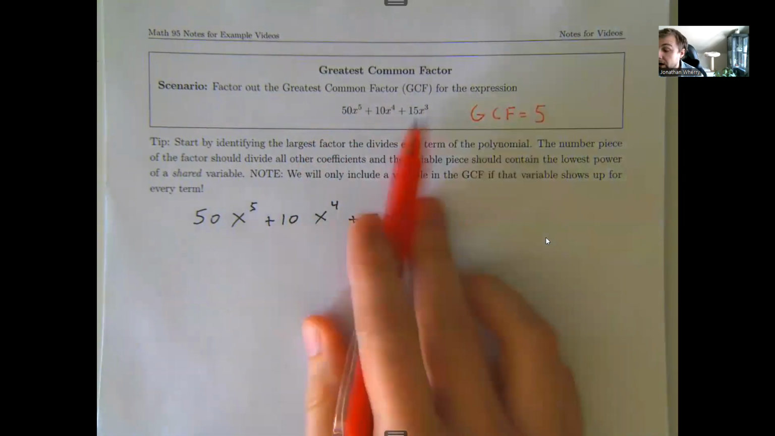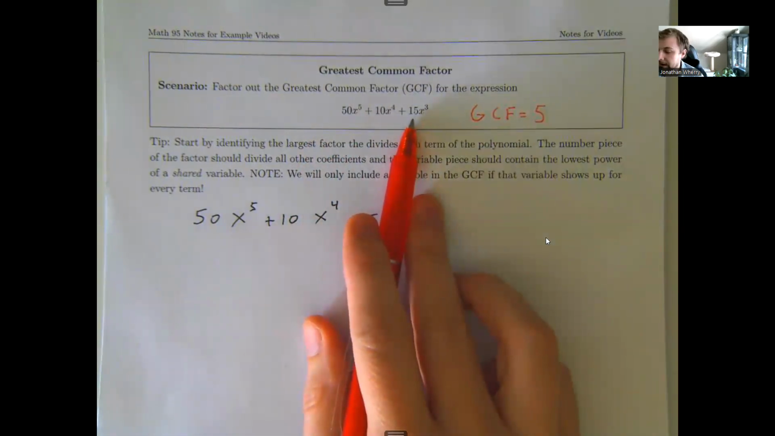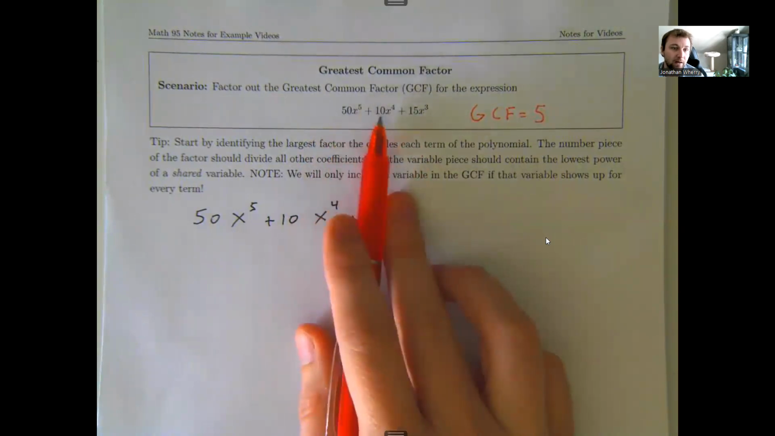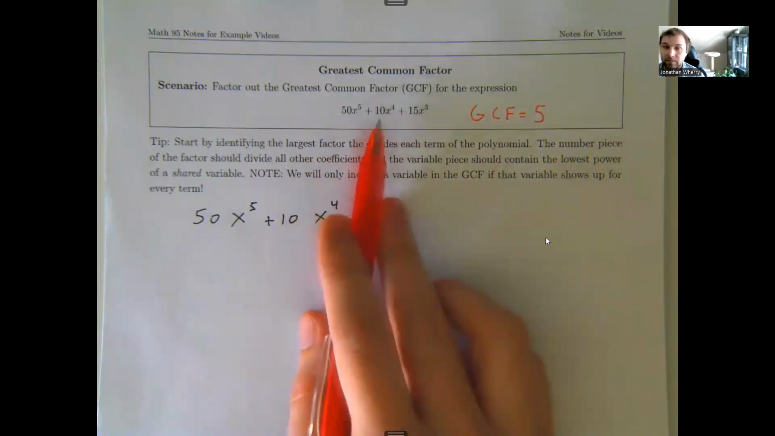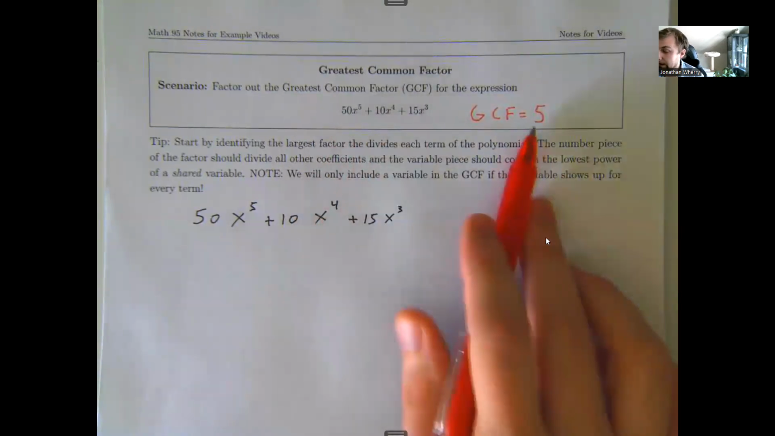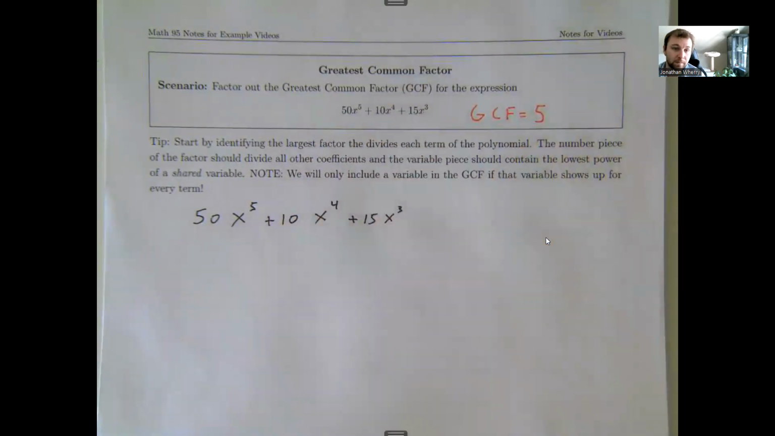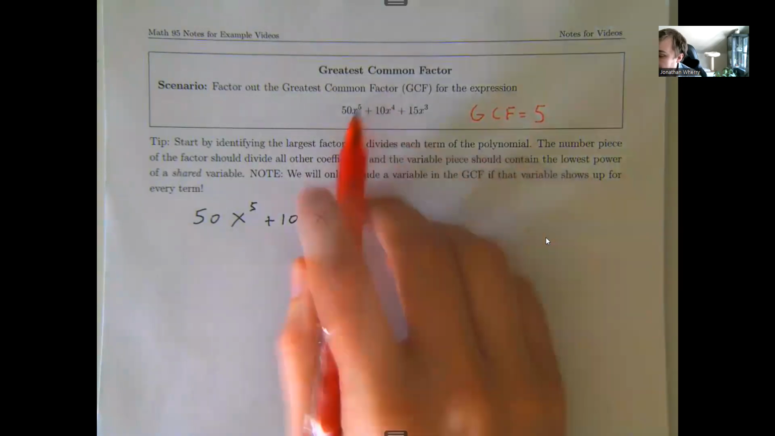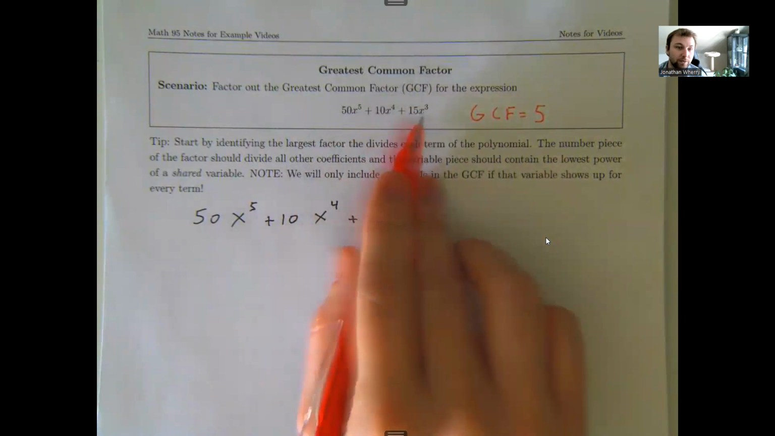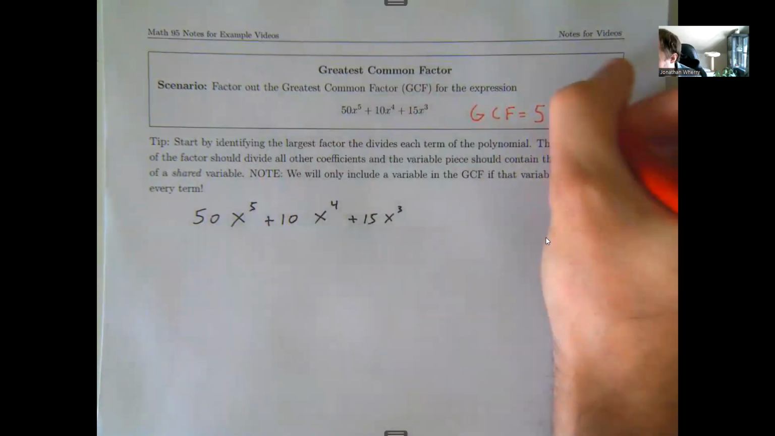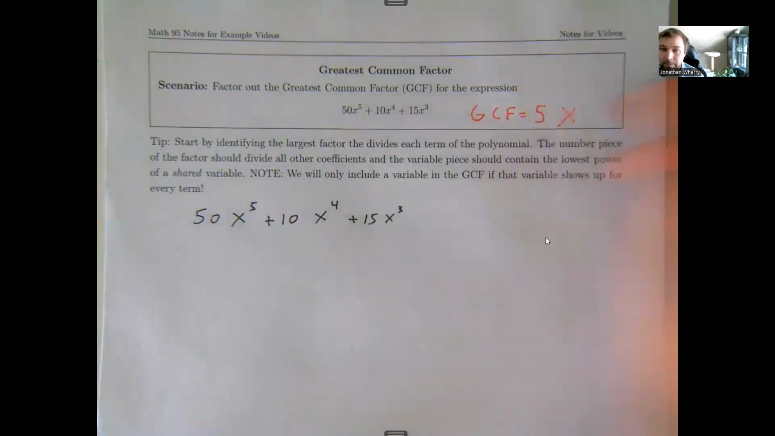Now if this was 20 instead of 15, then I would have 10. 10 would go into 50, 10, and 20. So again, this is the largest number that goes into each of these pieces. It is the greatest common factor. Now, if I have a shared letter, so here I have x that's shared for every single term, then that's also part of the GCF.